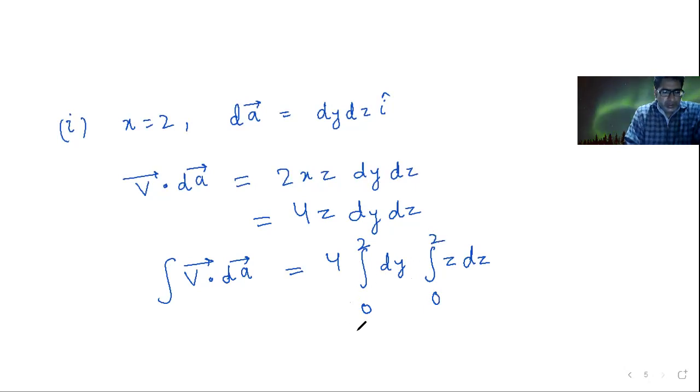4 times integral 0 to 2 dy times integral 0 to 2 z dz. On solving the integral, it will become 16. It is simple. Integral dy will become y. Then you put the limits: upper limit minus lower limit, 2 minus 0, that is 2. 2 times 4 is 8.